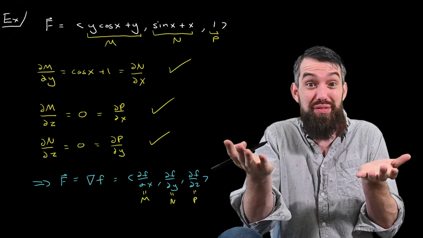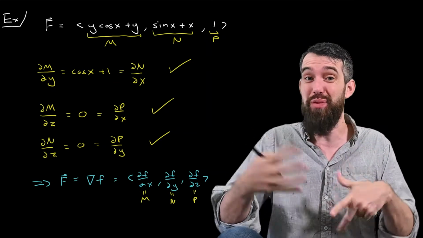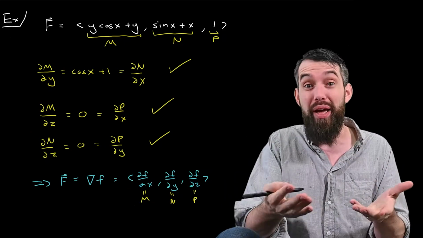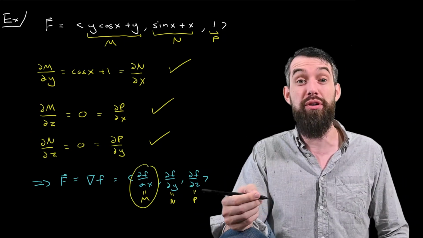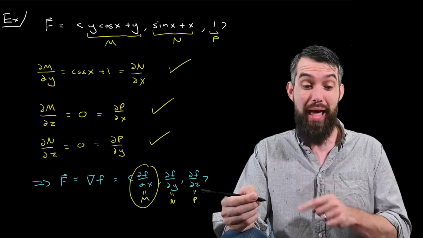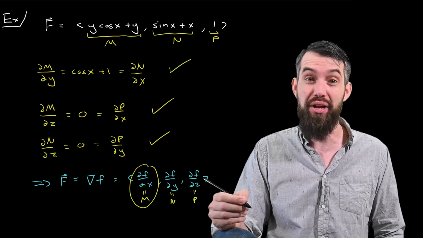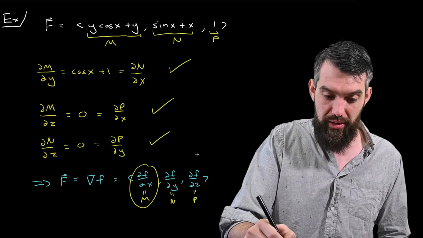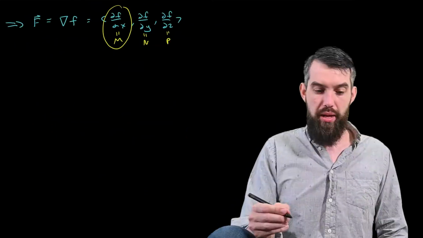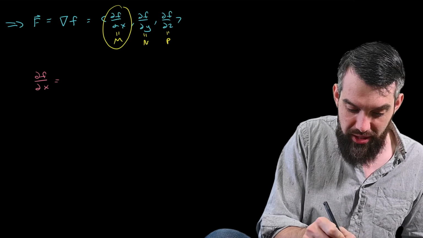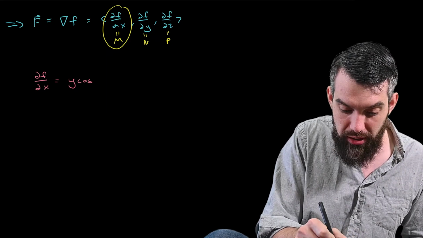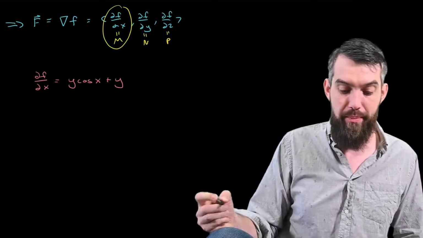Effectively, I've got 3 derivatives, and so I'm going to try to, in effect, do some integrals to come up with what my function f is. So let's focus on the left one first, the partial derivative of f with respect to x equaling m. And m I've written up here is y cos x plus y. So let me give myself some space here. In other words, I'm saying the partial of f with respect to x was equal to, what did I just say? y cosine of x plus y.